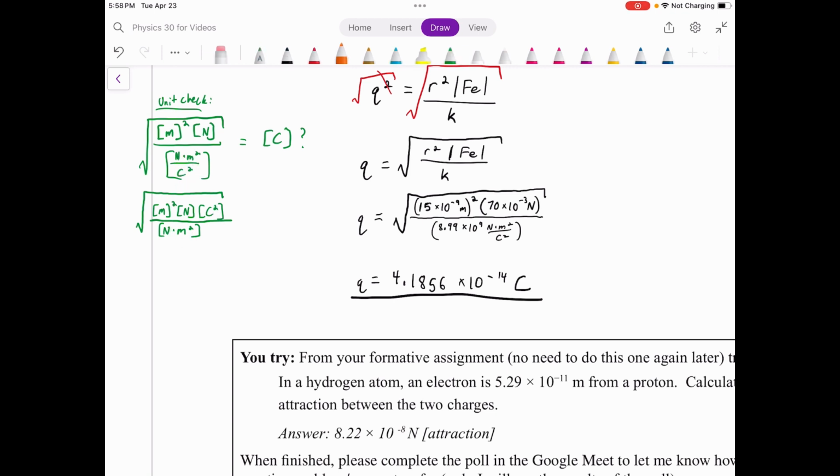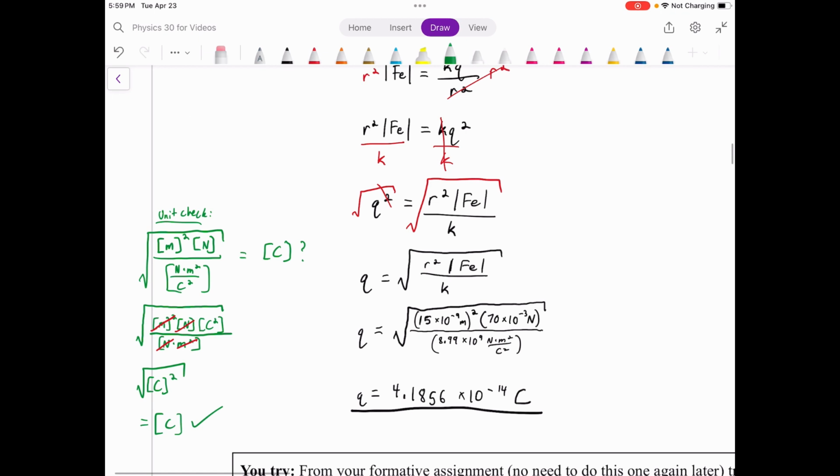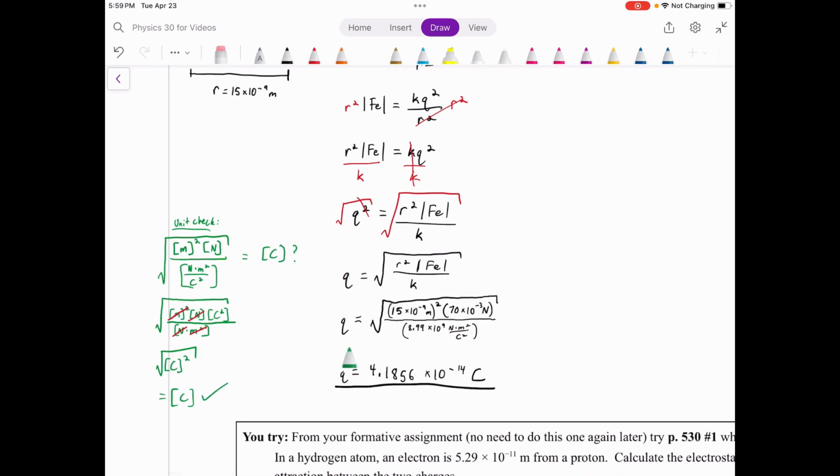And then look at this. We're on our way. This looks pretty promising because meters squared over meters squared cancels out. Newtons over newtons cancel out. And we're left with the square root of coulombs being squared, and the square root of coulombs squared is coulombs. So that's our unit analysis there, and it checks out. We were hoping to be calculating a charge right now, right? And sure enough, we got units of charge out. So if nothing else, we feel pretty good about our manipulation. We know we did something right because we're getting the correct units out.